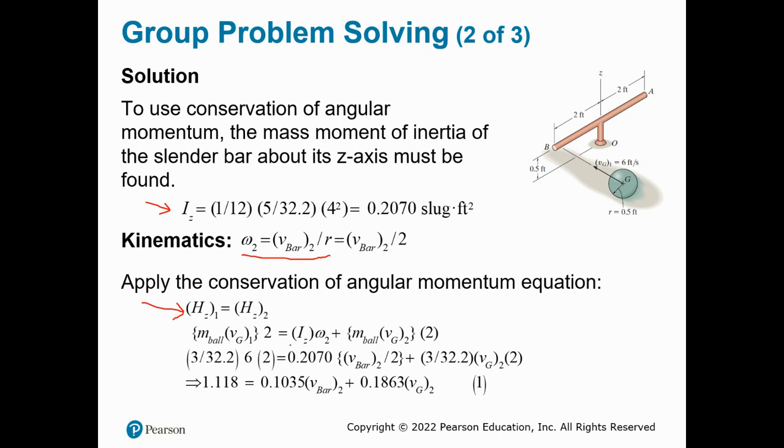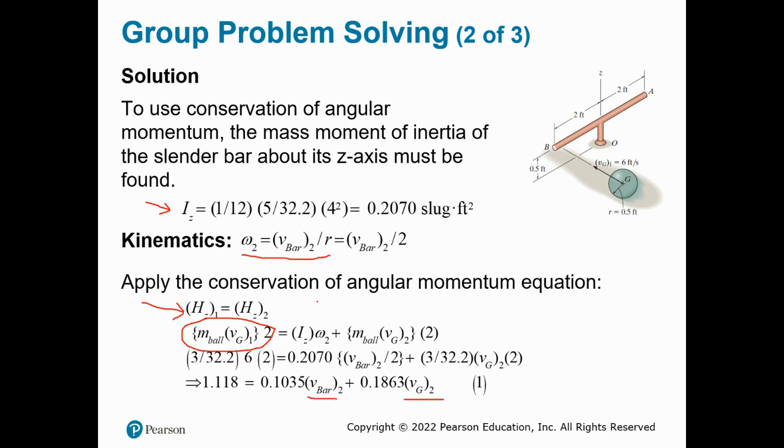Keep in mind that initially the angular momentum will have the ball only, because the bar is not moving at all, it's at rest. After the impact, both the ball and the bar are moving, so both have angular momentum. That's one thing to keep in mind. And then we have two unknowns.